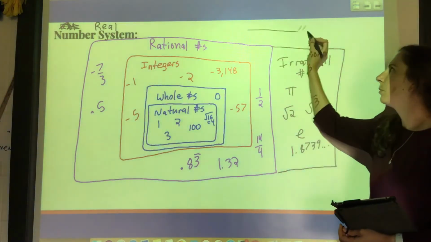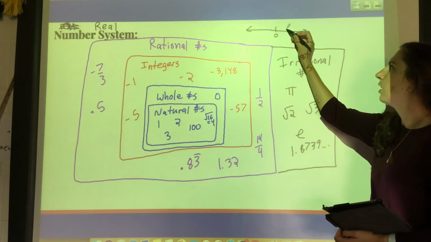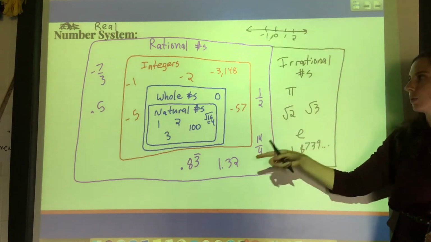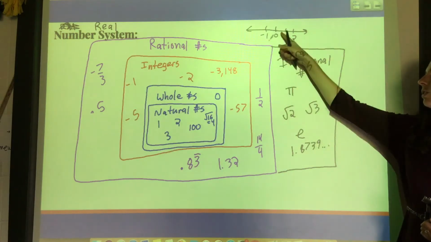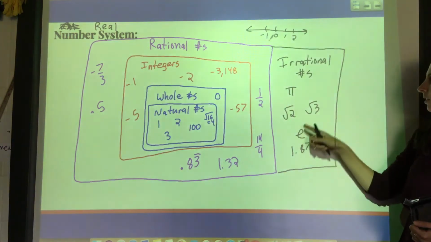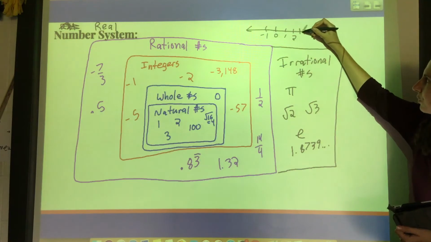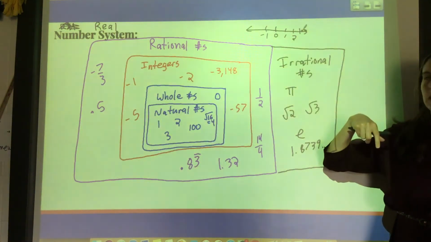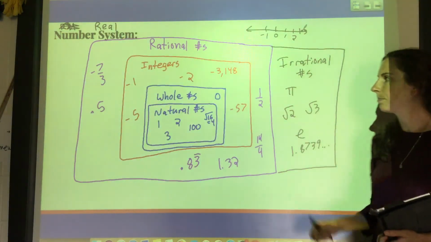Like if I have a number line, and here's 0, and here's 1, and 2, and -1, and so on, any of these numbers, whether they're rational or irrational, goes on that line somewhere. Like pi is 3.14, so somewhere in here. Every number goes on the number line, that makes it a real number.